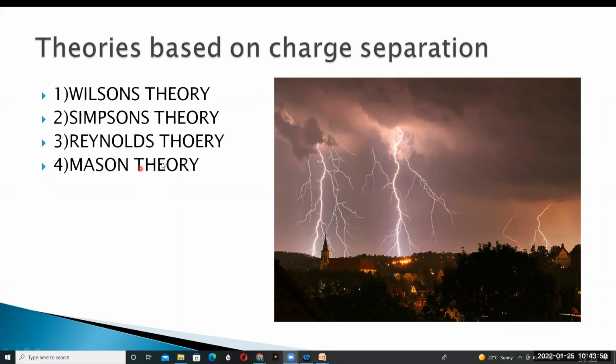By using these theories, we have to understand the concept of charge formation in the clouds. The Wilson theory is only assumption based, but the remaining theories are related to our practical conditions. By taking some assumptions, this theory was explained by the scientist Wilson.